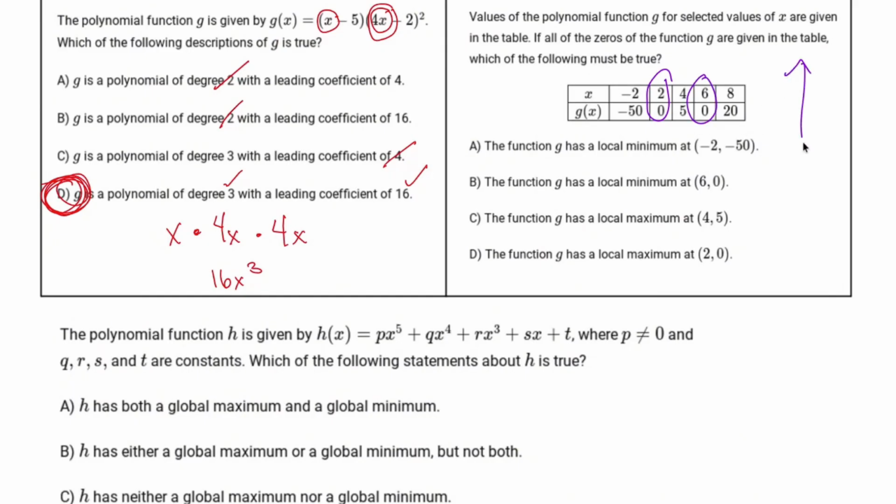Okay, so labeling the few points that we can without worrying about these huge numbers, we have a -2, we have a 2, we have a 4, we have a 6, we have an 8. Sorry about that, everybody. At -2, you're way down here. At 2, you're at 0. At 4, you're at 5. At 6, you're at 0. And at 8, you're at 20. So what's happening here is, I don't know exactly what it looks like, but all the zeros are labeled.